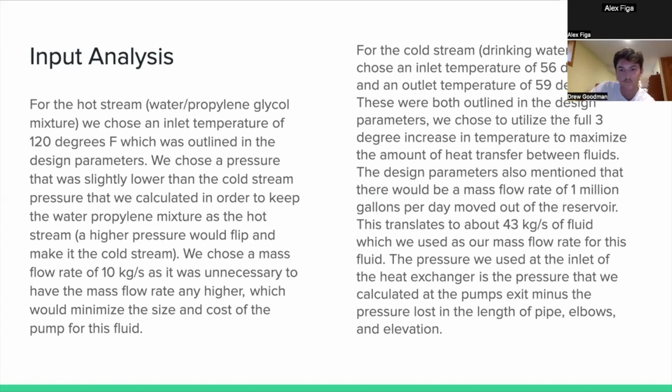We chose the mass flow rate as it wasn't really necessary to go any higher than 10 kilograms per second, which would minimize the size and cost of the pump for that fluid. For the cold stream, we had our limitation between 56 and 59 degrees Fahrenheit, which was also outlined in our design parameters. And we chose to utilize the full 3-degree increase in temperature to maximize the amount of heat transfer between the fluids.